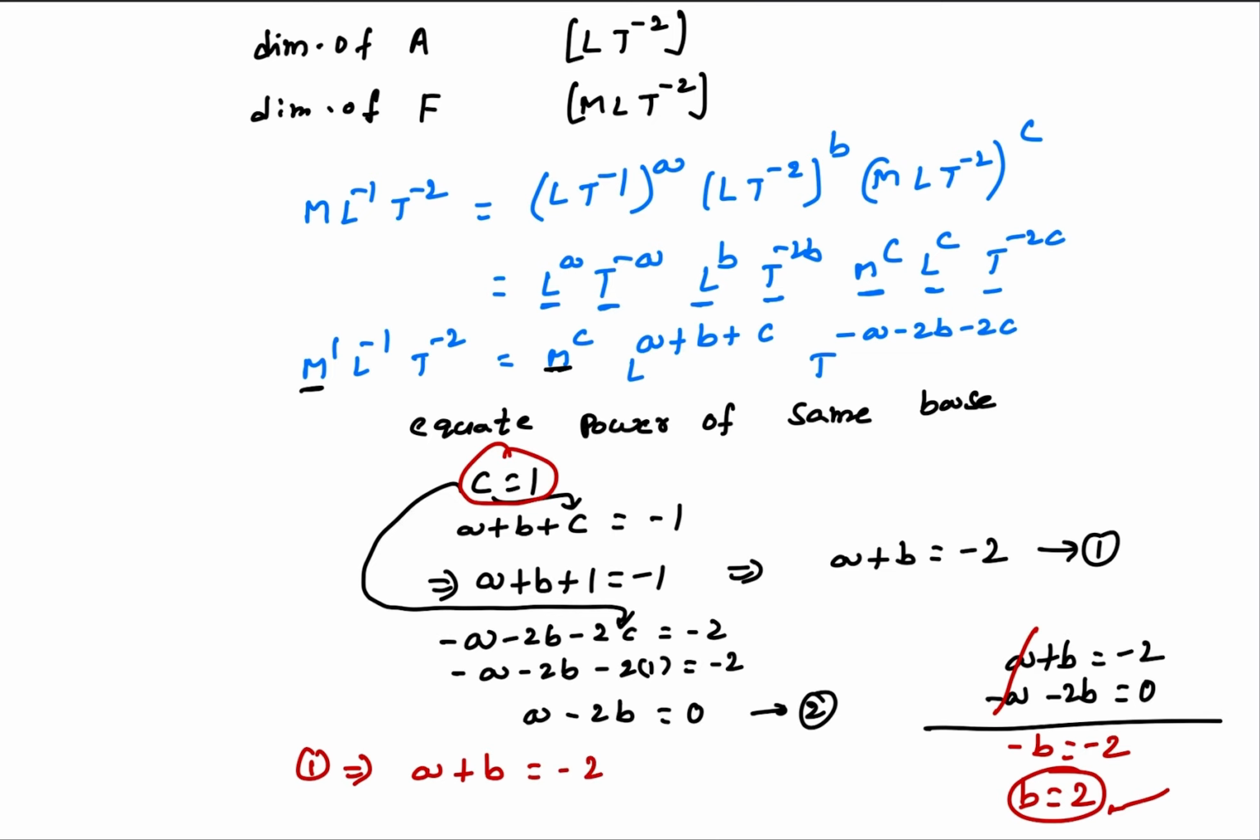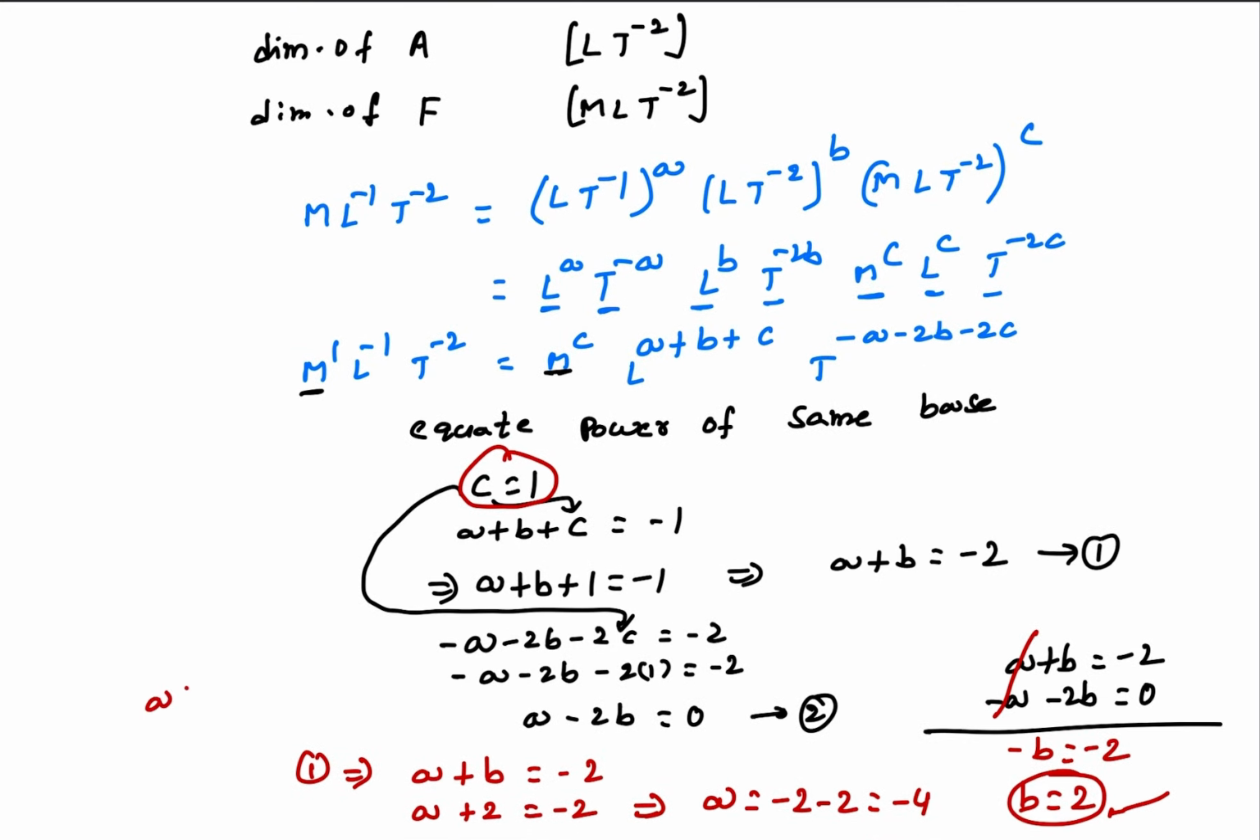You can observe this again. First equation: a plus b is equal to minus 2. What is the a value? You don't know. The b value is how much here? Plus 2 is equal to minus 2. We can write a is equal to minus 2 minus 2. We will get minus 4. So finally you can observe that a is equal to minus 4.